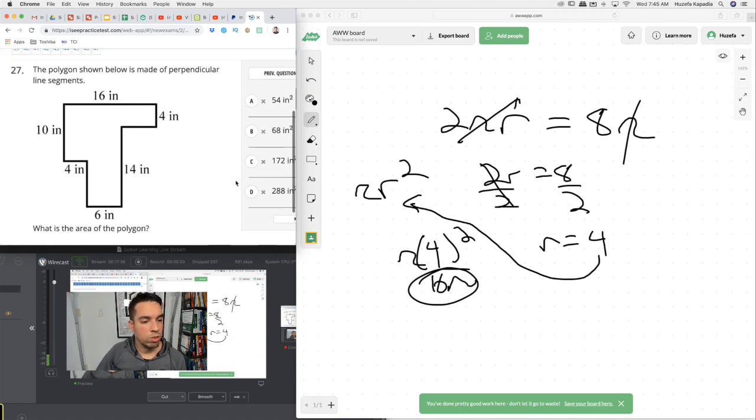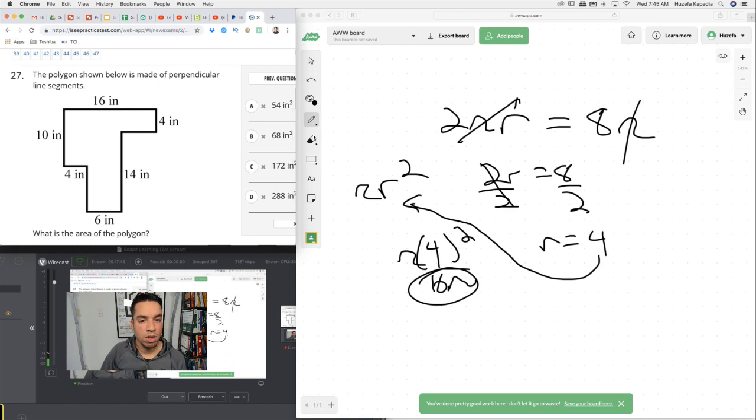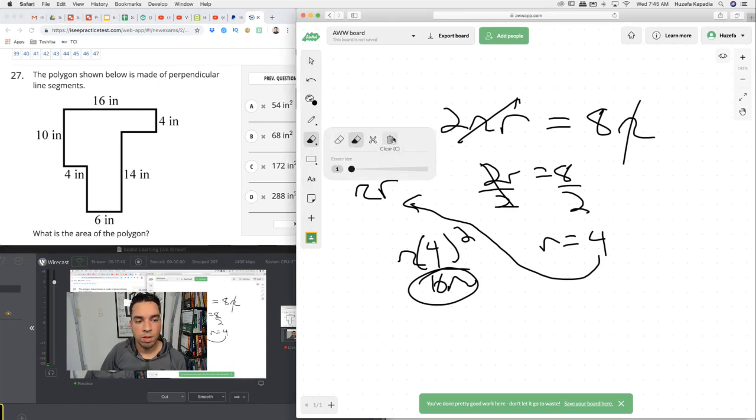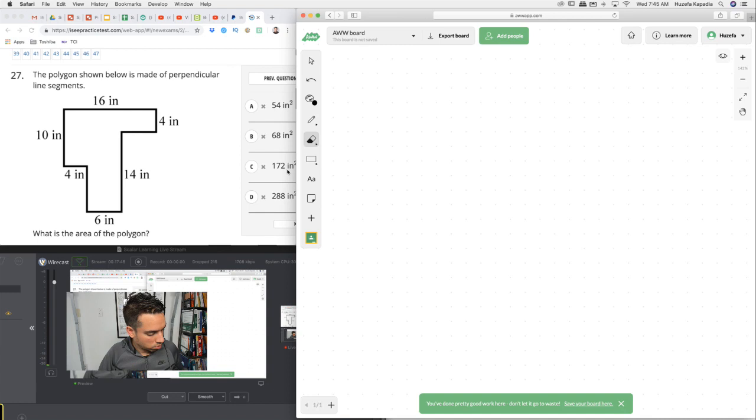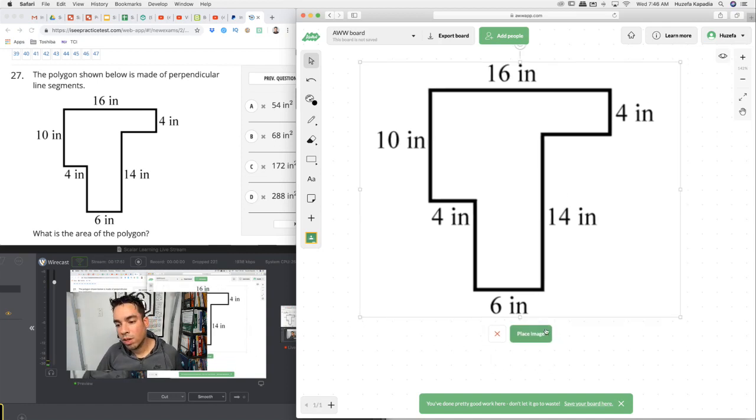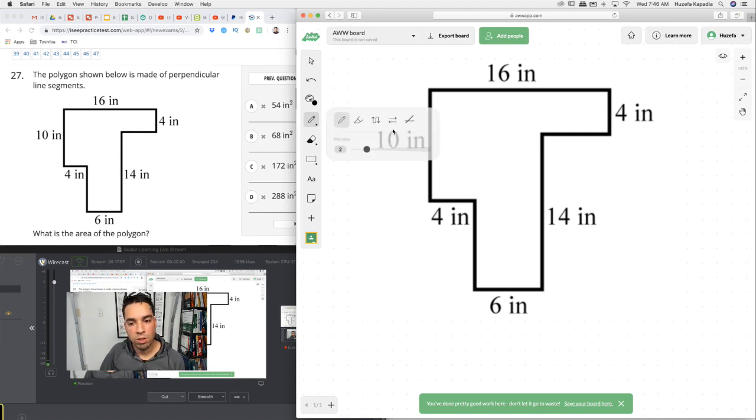The polygon shown below is made of perpendicular line segments. What is the area of this guy? Okay, so I want to do it like this. So we've got this. We want the area. So what I'm going to do is break it up into little rectangles and squares and stuff. So a line across there, a line up here.